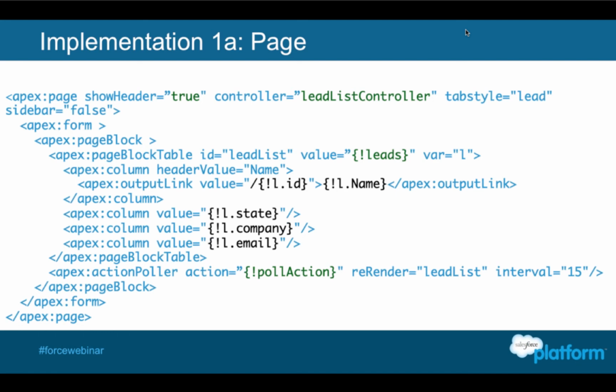We've got our controller. We're going to be looking at the lead list controller here. We're binding that down to the leads variable. We're going to be showing our page block table, and then we have got the action poller component down at the bottom here, binding that back down to an action, and we have an interval here of 15. So every 15 seconds, we're going to be going back to the server, right?